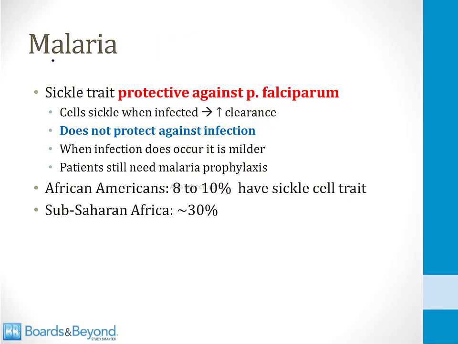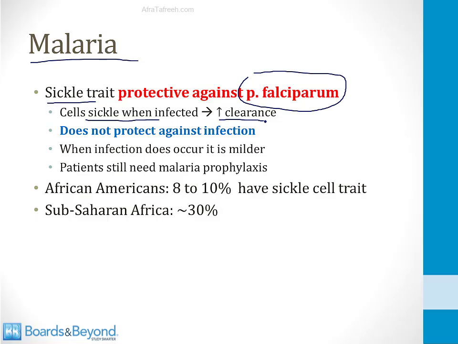It's believed that the genetic defect in sickle cell anemia may have evolved because it's protective against malaria. Patients who are carriers for the genetic defect, in other words, patients who have sickle cell trait, are protected against Plasmodium falciparum infection. This is the most severe form of malaria. When these patients get infected, their red blood cells sickle, and this increases their clearance, and along with clearing the red blood cells, the Plasmodium falciparum will also be cleared.